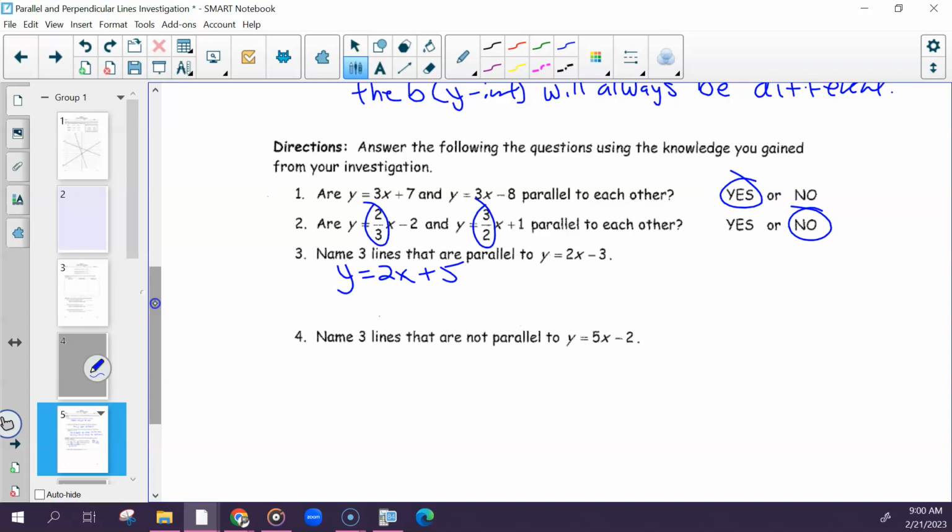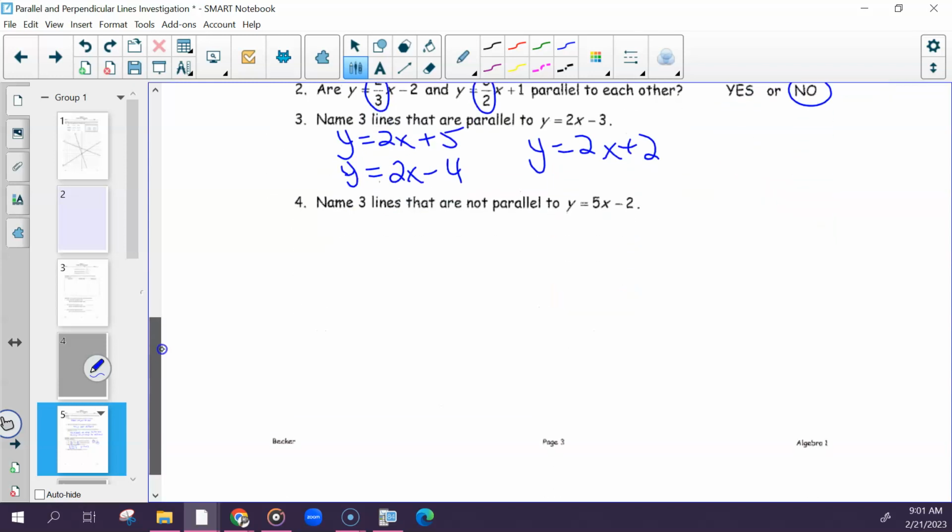Give me another. Sheila? Say that one more time. Y equals 2x. Okay, that works. And then I just need one more. Lacey? Y equals 2x plus 2. You could have also done y equals 2x plus 3, made the y-intercept a decimal or a fraction, made the y-intercept anything else but -3, as long as it works.